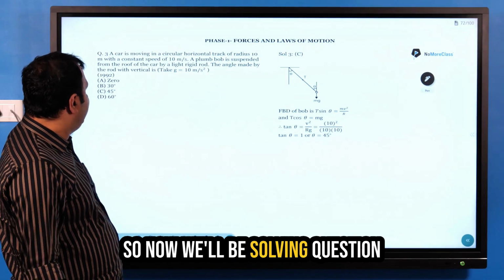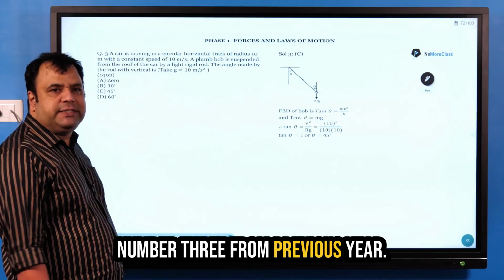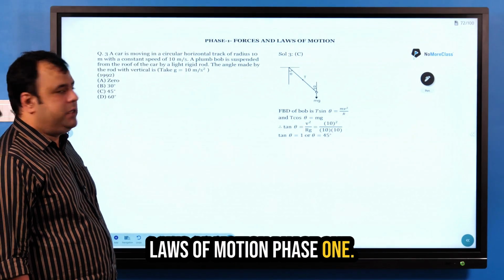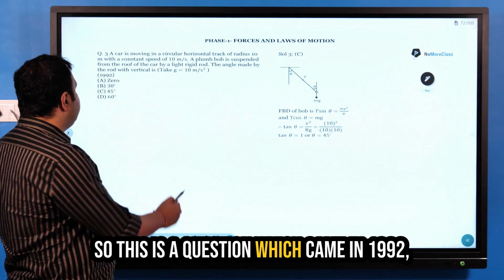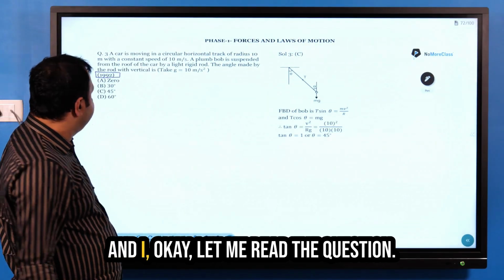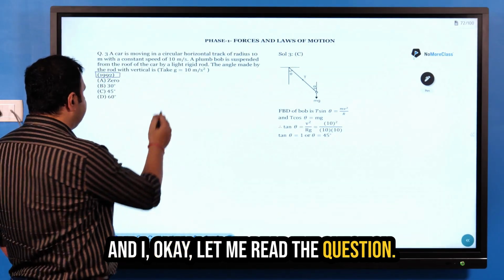So now we'll be solving question number 3 from previous year questions from the chapter called Laws of Motion, Phase 1. This is a question which came in 1992 in IIT. Okay, let me read the question.